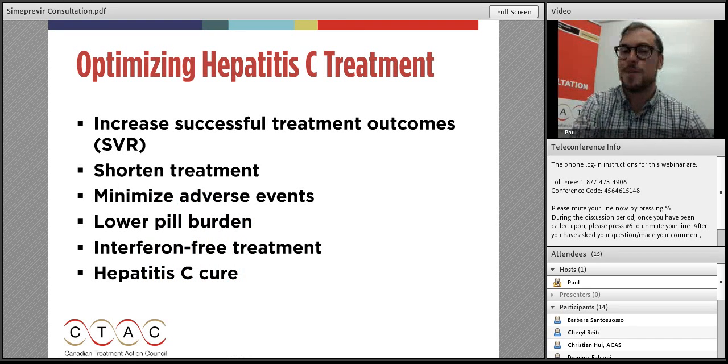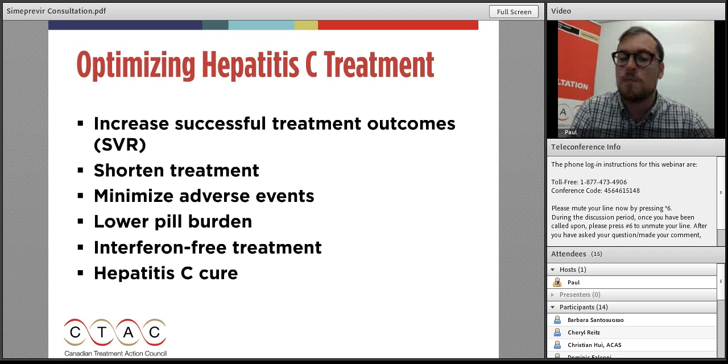So this is our list. This is a list of things that we need to do in order to optimize hepatitis C treatment. Obviously, we need to be able to increase successful treatment outcomes in terms of sustained virological response, or SVR, the functional cure for hepatitis C. This is obviously the main outcome. But here are some other things that I think are important and that many of us who work on hepatitis C treatment issues know are important in new treatments for hepatitis C.